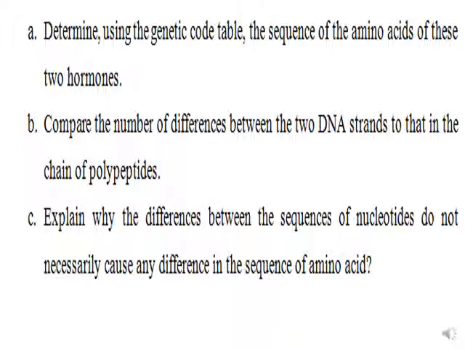Part A. Determine using the genetic code table the sequence of the amino acids of these two hormones, and then we have to compare the number of differences between the two DNA strands to that in the polypeptide chains, and also explain why the differences between the sequences of the nucleotides do not necessarily cause a difference in the sequence of amino acids. A few minutes before, we answered part C, if you remember.